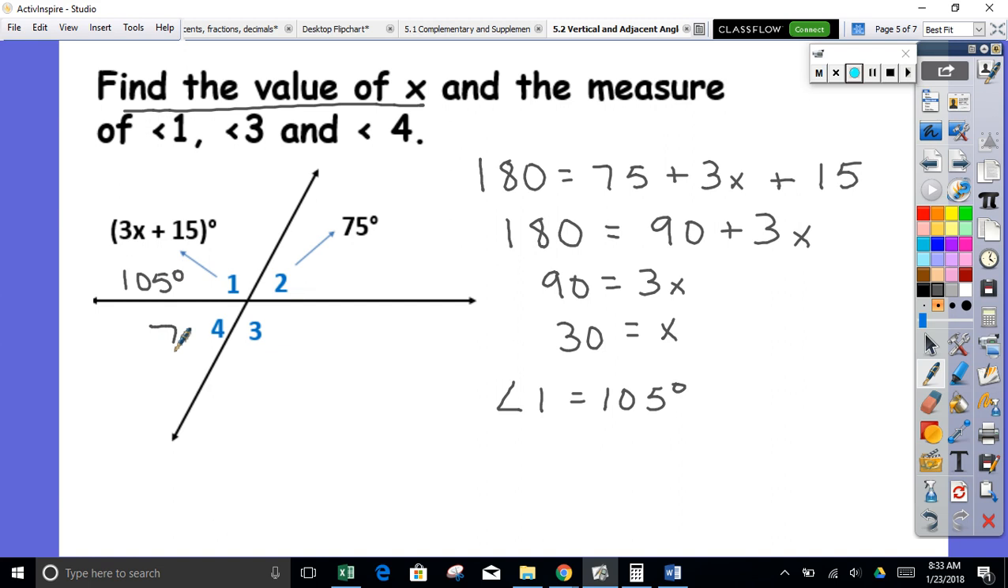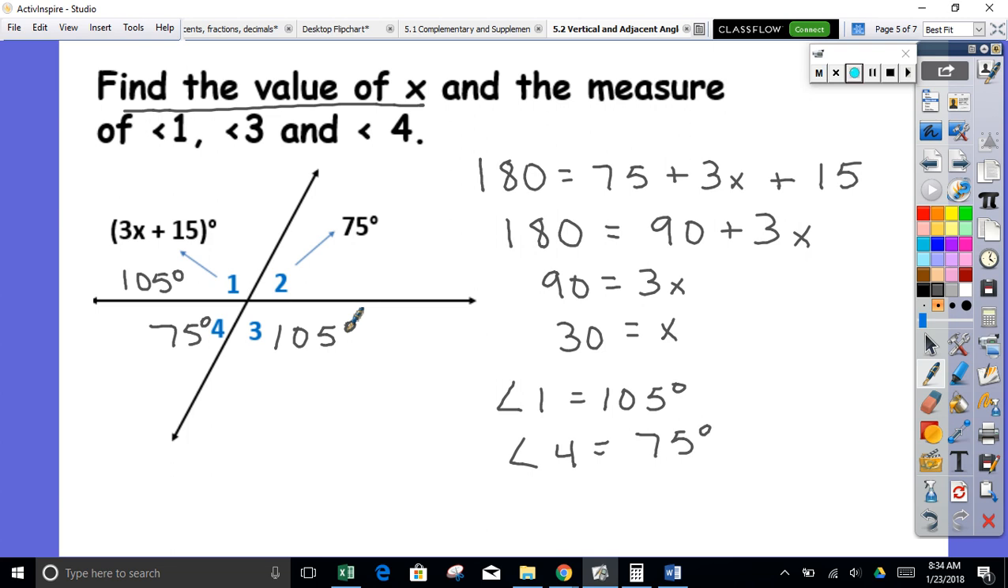75. And judging from the pause you gave before you gave me that answer, did you subtract this from 180 to get this? What else could he have done? Violet? Yeah, vertical angles are equal. So you can also just say, oh, if 2 is 75, so is 4. Katie, what would angle 3 be? 105. It would be 105. How did you know that so quickly? Because it's equal to 1. Good. Good. Because it's equal to angle 1.